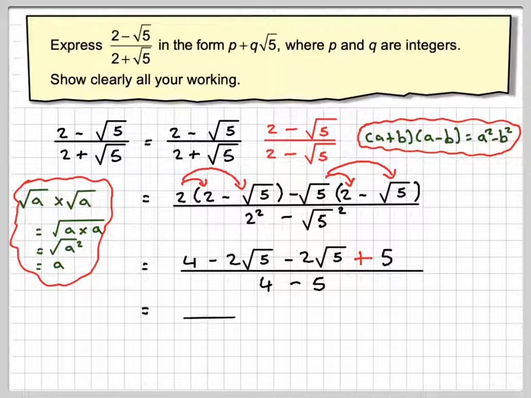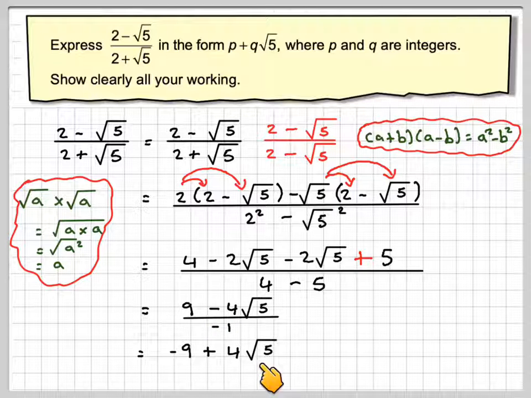Right, collecting, 4 minus 5 is minus 1, and then 4 plus 5 makes 9, minus 2 root 5 minus 2 root 5 makes minus 4 root 5. Now the minus sign will change that to a minus and that one to a plus, so it becomes minus 9 plus 4 root 5, and now that's in the correct format, p plus q root 5. So the final answer is minus 9 plus 4 root 5.